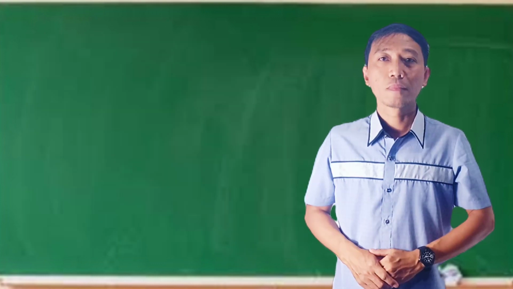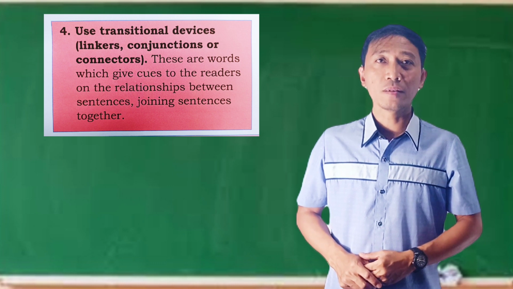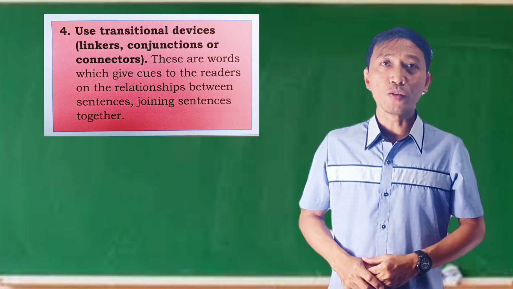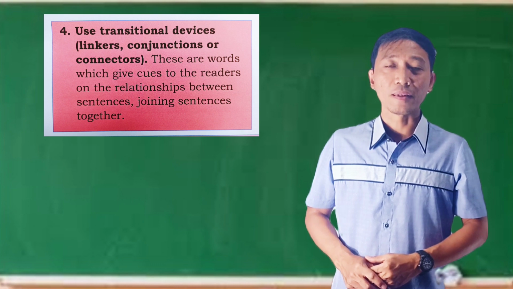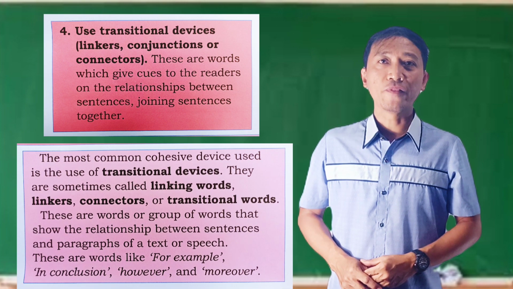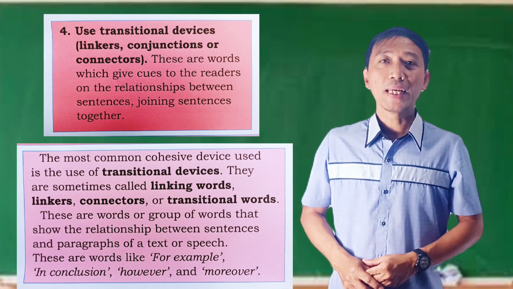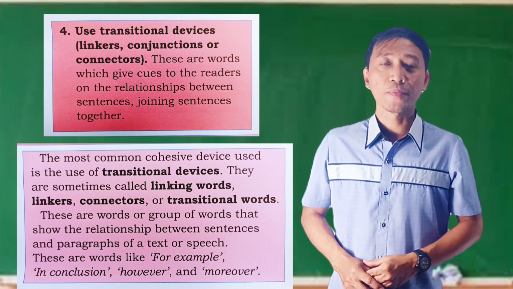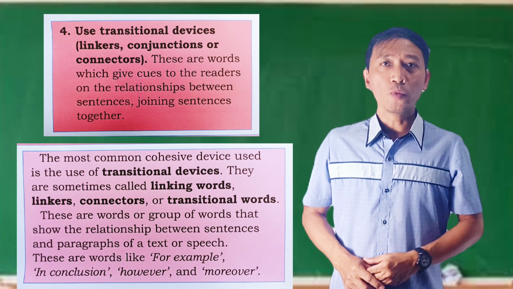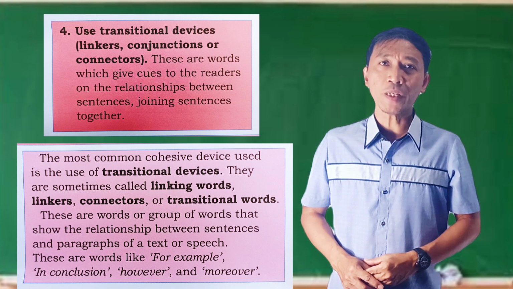Number 4, use transitional devices, linkers, conjunctions, or connectors. These are words which give cues to the readers on the relationships between sentences, joining sentences together. The most common cohesive device used is the use of transitional devices. They are sometimes called linking words, linkers, connectors, or transitional words. These are words or group of words that show the relationship between sentences and paragraphs of a text or speech.